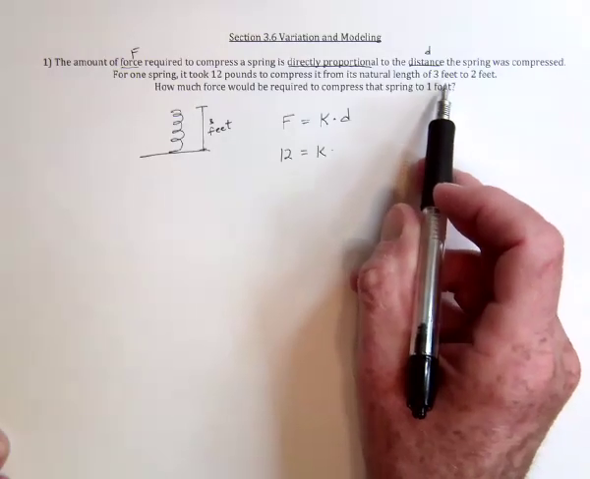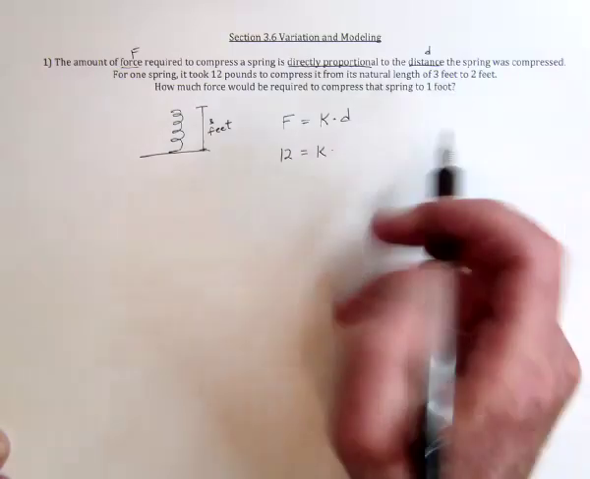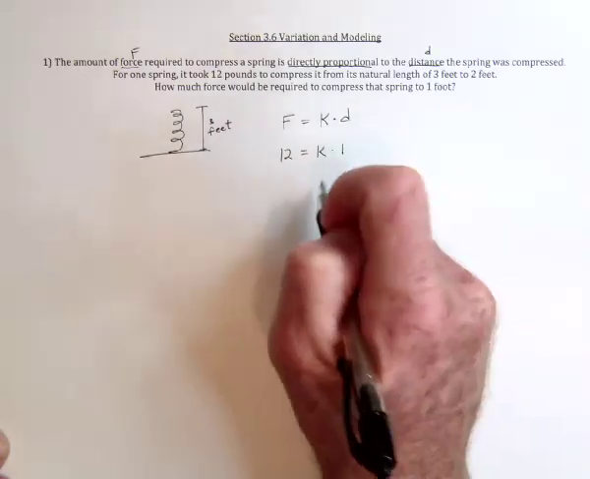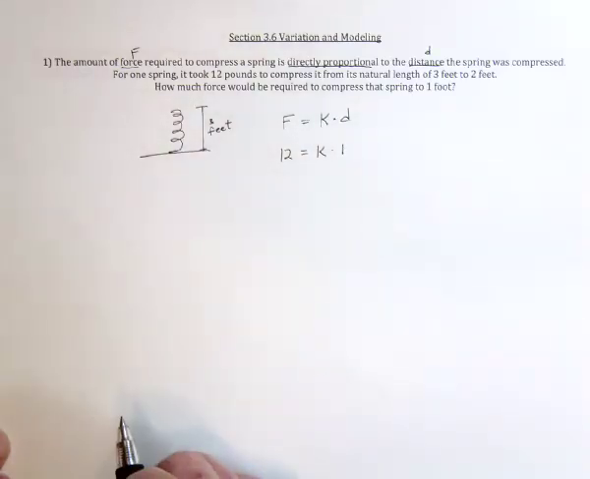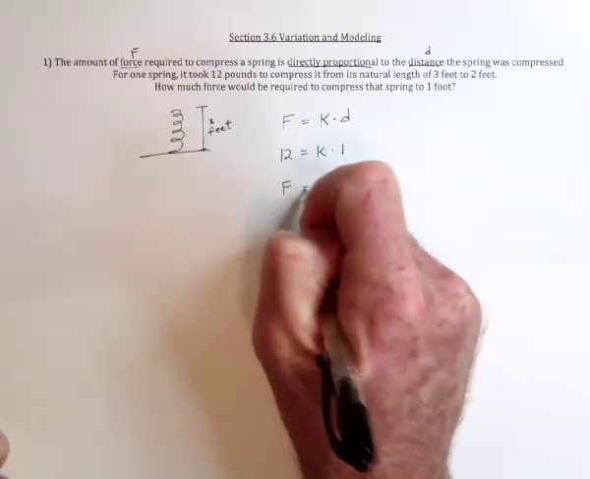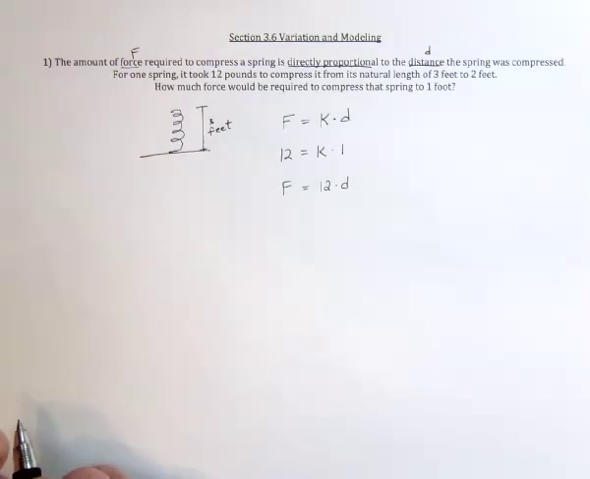So that means that it's been compressed by 1 foot as it goes from 3 to 2 feet. So the distance that it was compressed is a 1, and so that of course tells us that K is equal to 12. So from now on for this particular spring we can always use the force is equal to 12 times the distance.